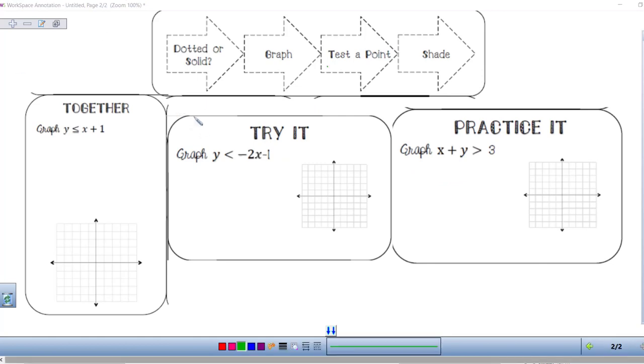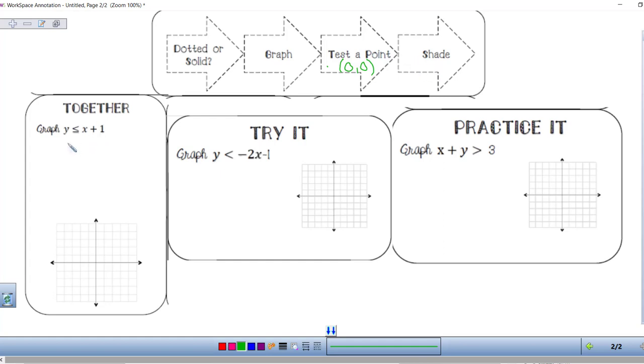So now we're going to look at some examples. We follow these steps. First, determine if the line should be solid or dotted, then graph the line like usual. Test a point. Our test point is going to be 0, 0. The only time we can't use 0, 0 as a test point is if the line goes through that, and we won't worry about that today. And then determining if that test point is true or false will tell us which way to shade.